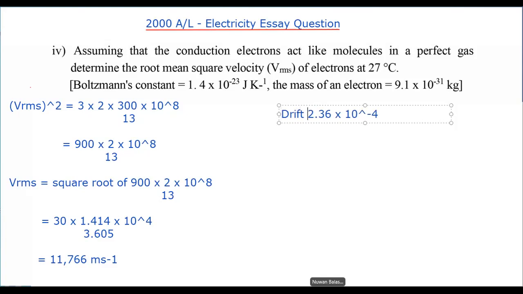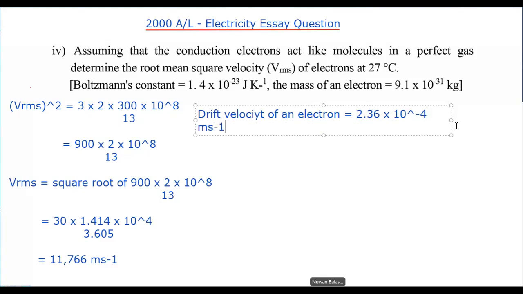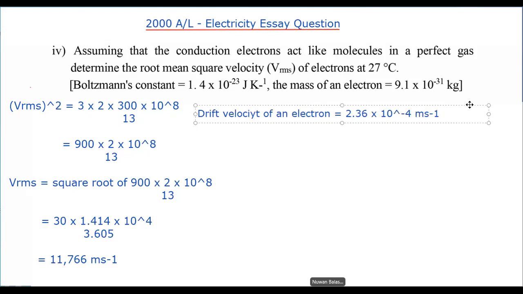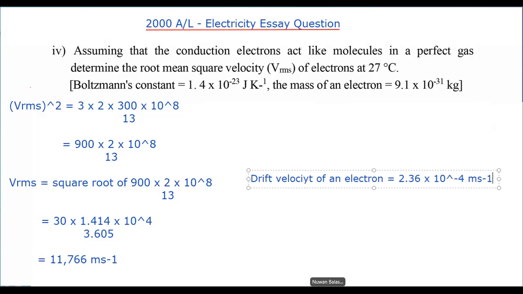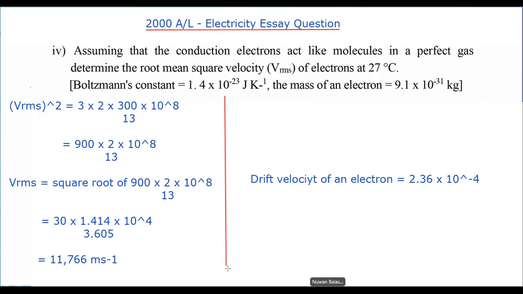10 to the power minus 4 means a very small velocity. The drift velocity of an electron is very, very small. But the RMS velocity of the same electron is very large. Why is that? Can somebody guess the reason? I'll be very happy if somebody tells me anything. The answer may be correct or wrong, but if you try to give an answer, I'll be very happy. Why is there this much of a difference?